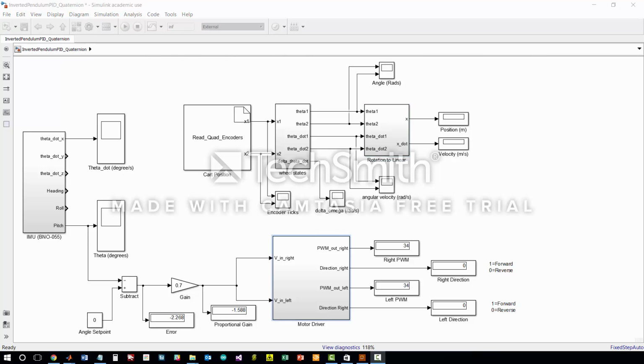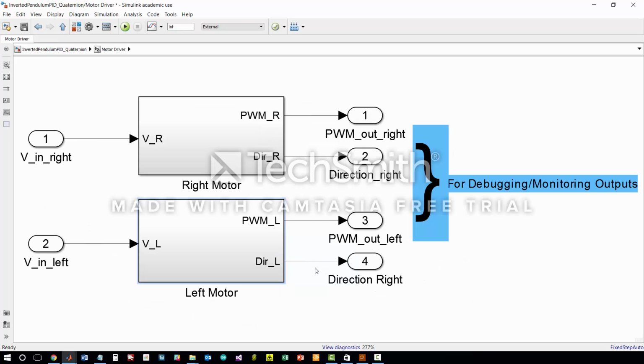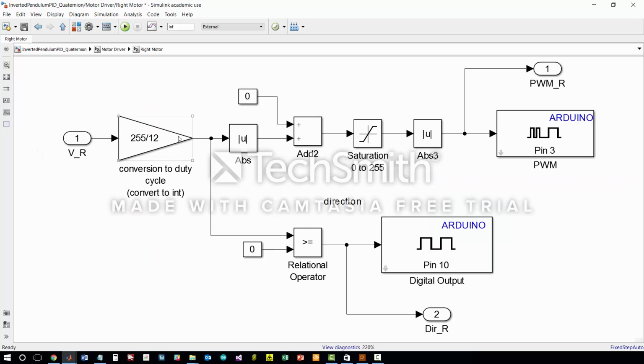Last but not least, we have the motor driver block. The motor driver block basically accepts two voltage inputs. My DC motors are 12 volts, so these inputs can range from 12 to negative 12 volts. Each motor has its own separate driver, and as you can see, they're basically converted to duty cycles, and one digital pin controls direction, the other is a pulse width modulation that the input is converted from 0 to 255 for an 8-bit value, and output with a simple PWM Arduino block.